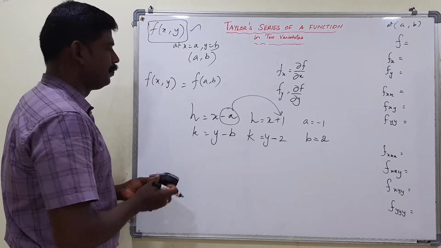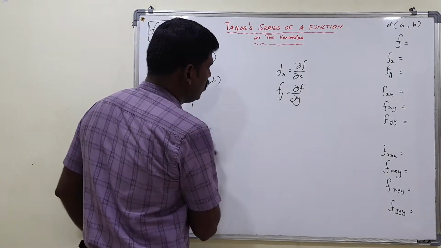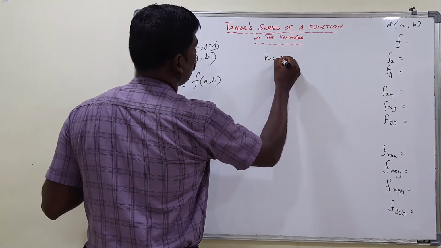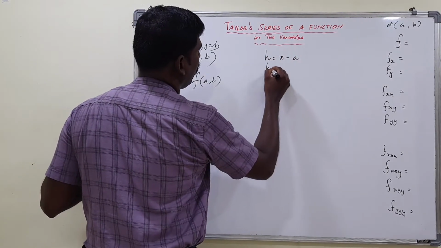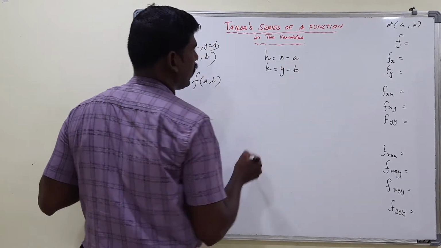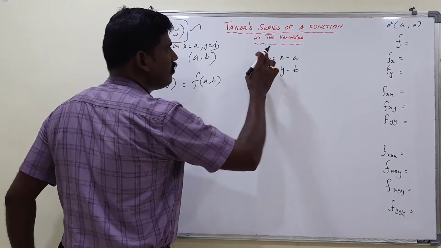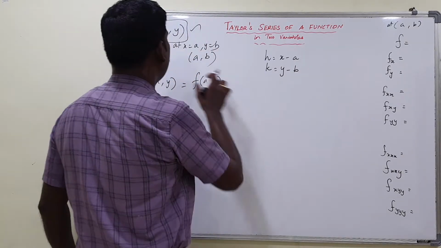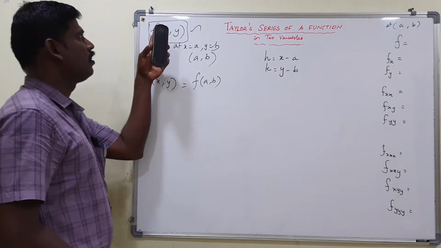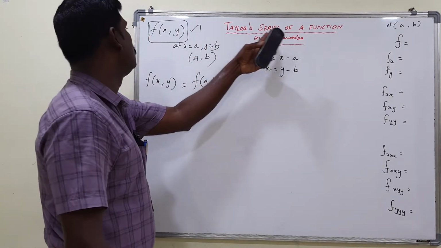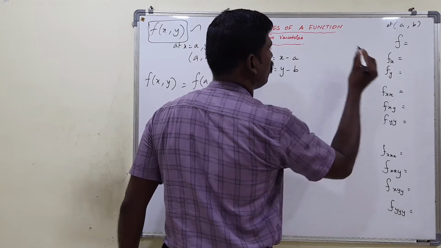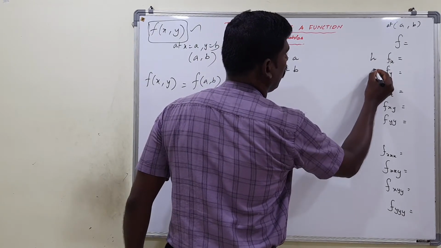Okay? That's all. Right? So, in general, what is h? h is equal to x minus a. What is k? y minus b. Right? Now, I am taking these values of h and k into these partial derivatives, and then easily we can write the expansion of Taylor series of a function in two variables. Okay? Right. So, h is x minus a. Don't worry about it. So, h and k.